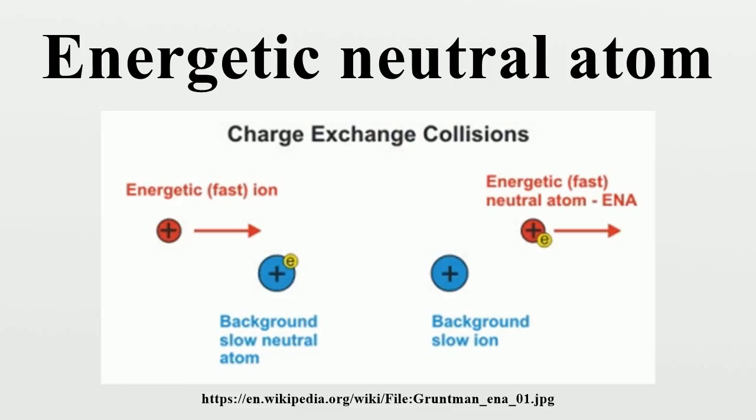A high-energy instrument, HENA, measures 10 to 500 keV to study Earth's ring current. A medium ENA instrument, MENA, measures 1 to 30 keV to study the plasma sheet, and a low ENA instrument measures between 10 electron volts and 500 electron volts to study the ionospheric source of ions flowing from the polar cap.